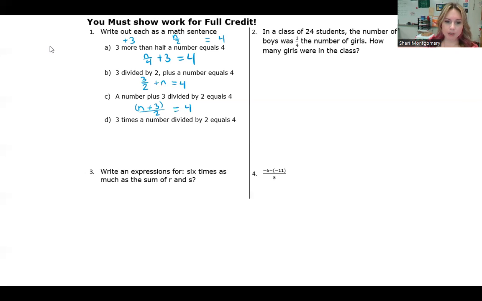And the last one, 3 times, so 3, we're gonna multiply by stuff. 3 times a number divided by 2, so a number divided by 2 equals 4. Very nice. So if you're confused about how to show work for these when you're doing your quiz, one thing you can do is this stuff that I did up here. Just translating it.